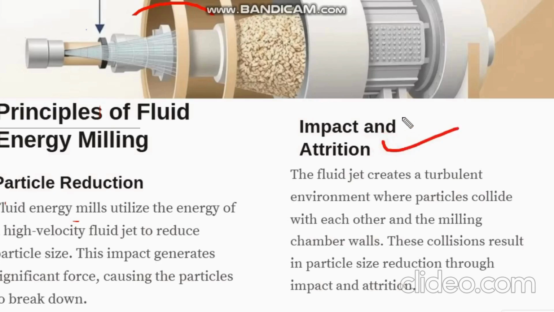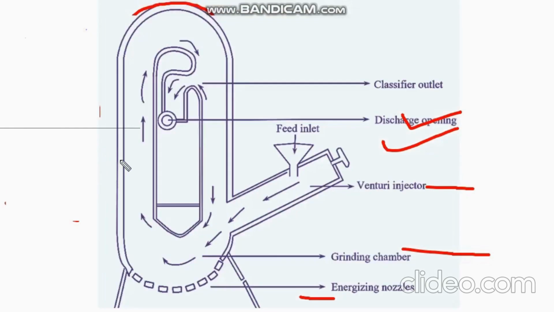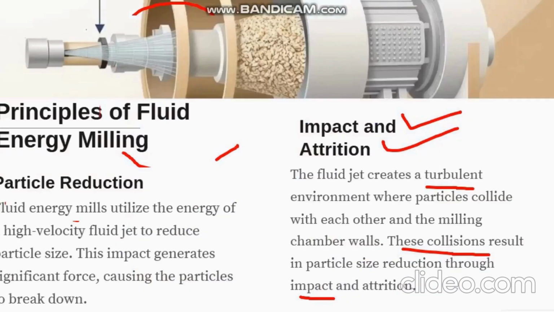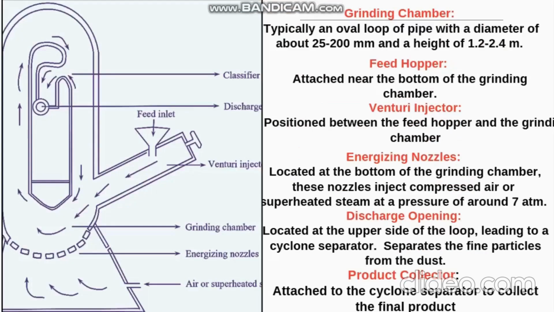through the nozzles, which lifts the sample, and due to the turbulent motion, the powder particles within the elliptical pipe undergo collision with each other and impact with the inner wall of the elliptical pipe. Both mechanisms, attrition and impact, take place, due to which the particle size gets reduced. Let us discuss the construction part of the fluid energy mill.